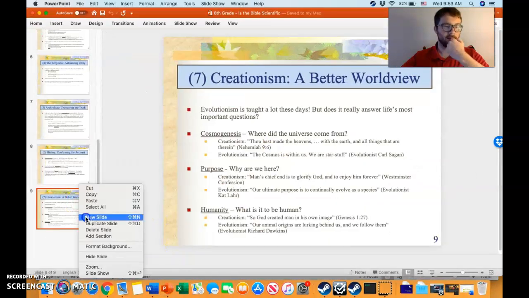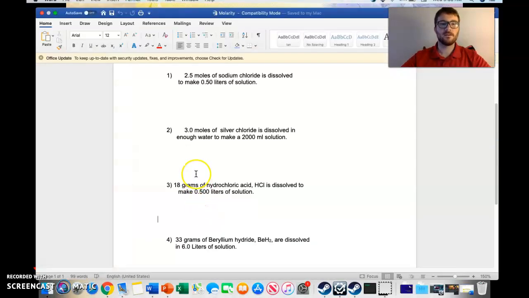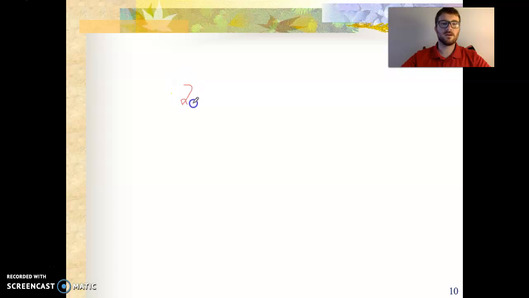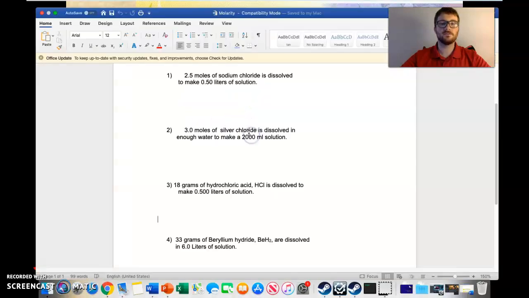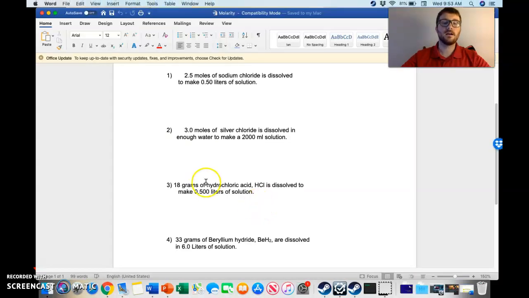Let's pull up a blank slide. This is a pretty good way to do it. Here you go. So 2.5 moles of sodium chloride, 2.5 moles over 0.5 liters of solution equals the molarity. That's a capital M, by the way. And 2.5 moles divided by 0.5 liters is a 5 molar solution. I'm going to abbreviate solution. Good. All right, number 3.